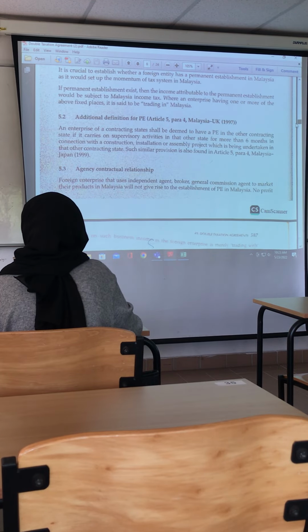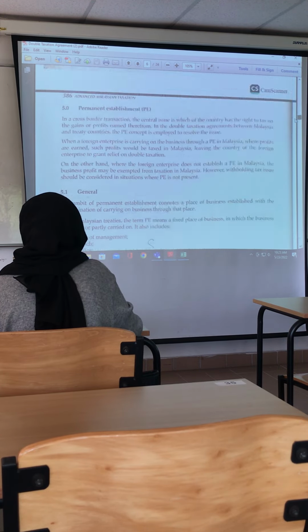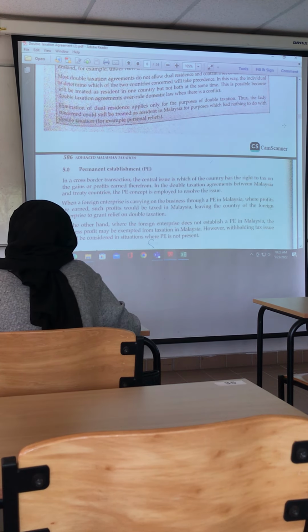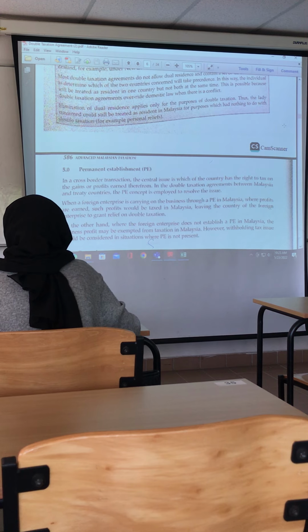So PE. Remember just now I mentioned about PE means that if you have a business or you trade in Malaysia. For permanent establishment in a cross-border transaction, the central issue is which of the countries has the right to tax the gain or profit earned therefrom. In the double tax agreement between Malaysia and treaty countries, the PE concept is employed to resolve the issue.